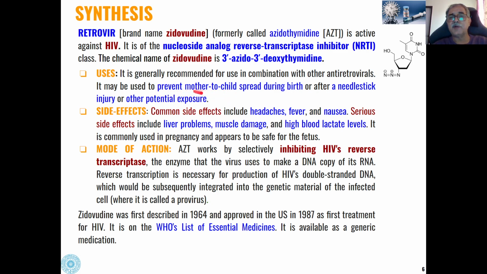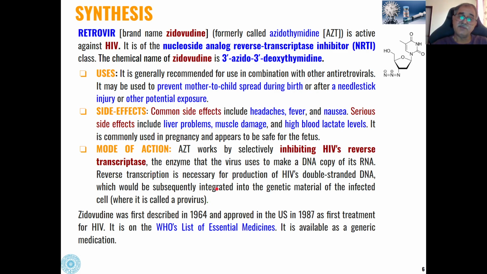it is used to prevent mother-to-child spread during birth, and for needle stick injury or other potential exposure to HIV disease. Common side effects are headache, fever, and nausea, whereas serious side effects may be liver problems, muscle damage, and high blood lactate levels in the patients. It is safe in pregnancy and can be used very commonly.